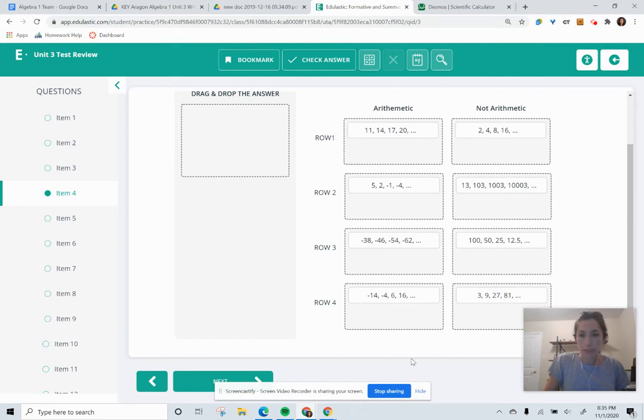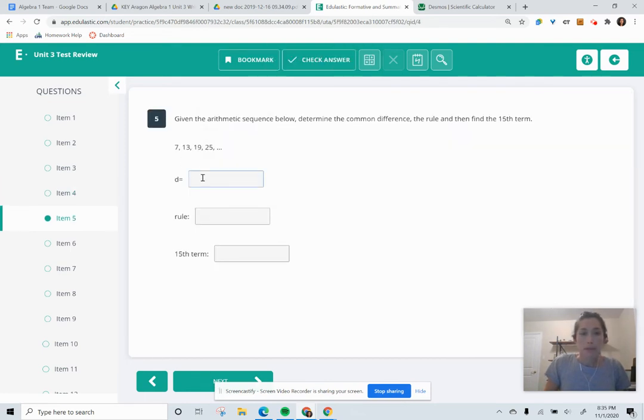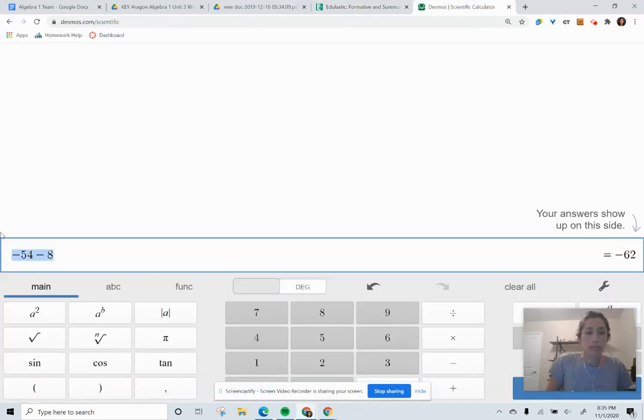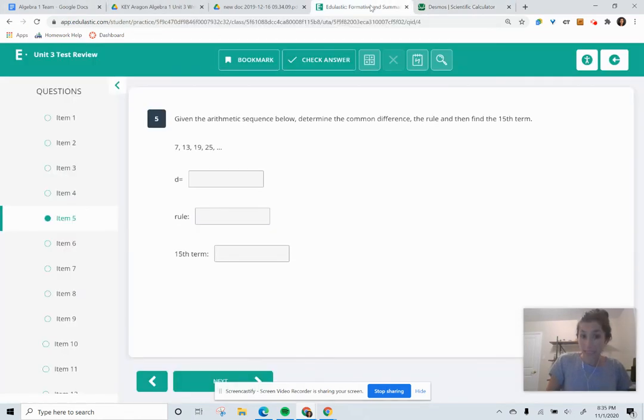All right, on to the next question. Given the arithmetic sequence below, determine the common difference, and we're writing the rule for the 15th term. So we just want to know 7 plus or minus what number gives us the next number, 13. So you can always just take that number 13 and subtract 7. So 13 minus 7, that's going to give us a common difference of 6.